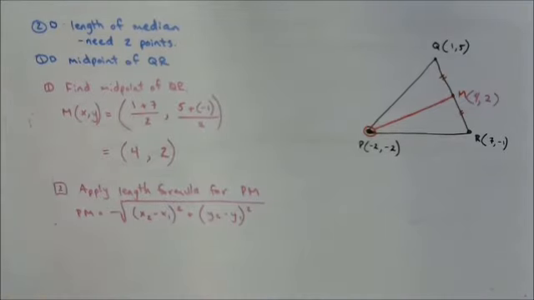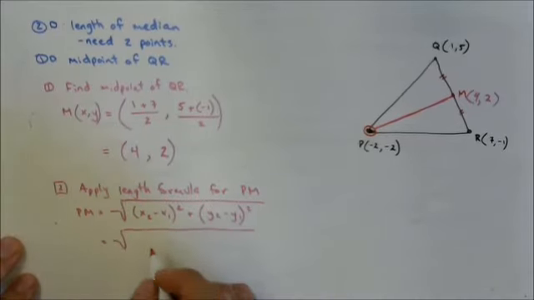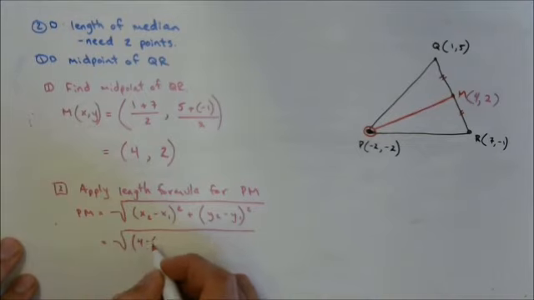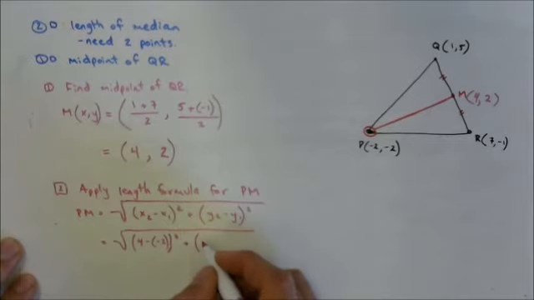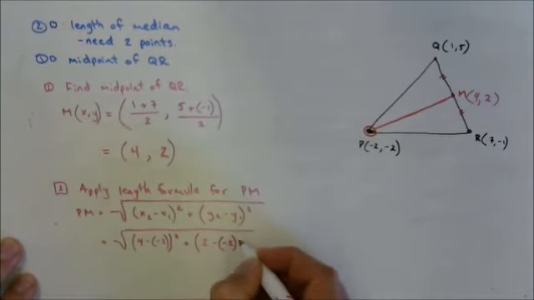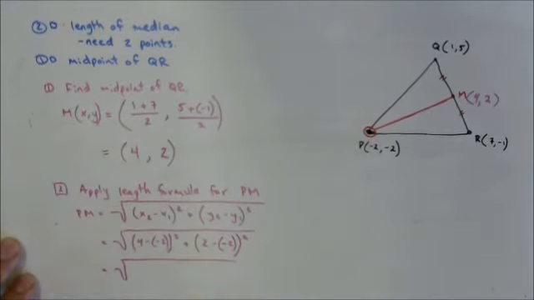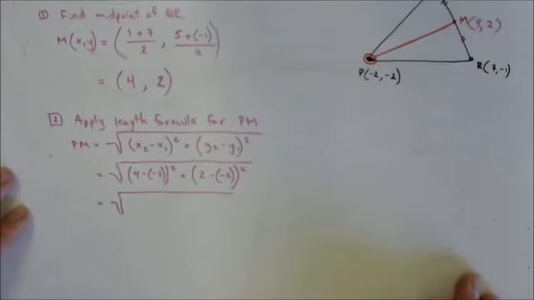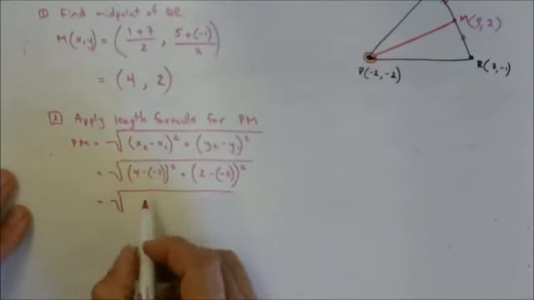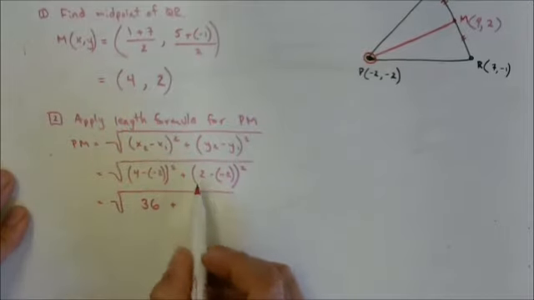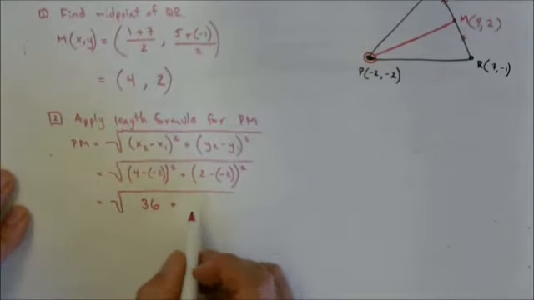Again, it doesn't matter which point I take to be point 1, could be P or M, as long as I'm consistent. So here we go, under the radical sign, always draw your radical sign first. In the first bracket, 4 minus -2, squared. Second bracket, 2 minus -2, squared. 4 minus -2 is 6. I'm going to do 2 steps in 1. 6 squared is 36. 2 minus -2 is 4. 4 squared is 16.